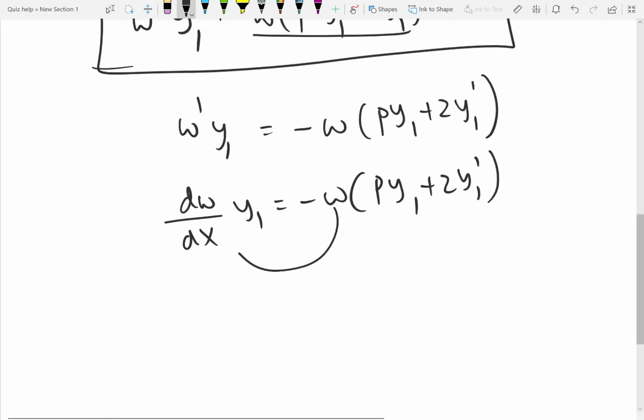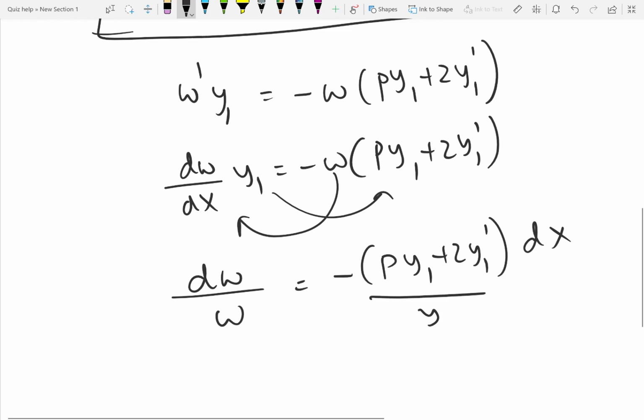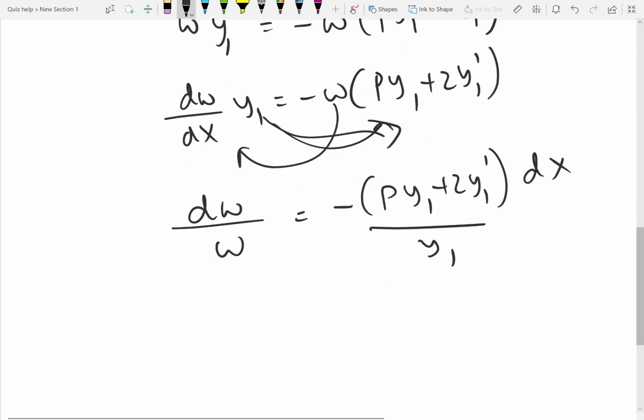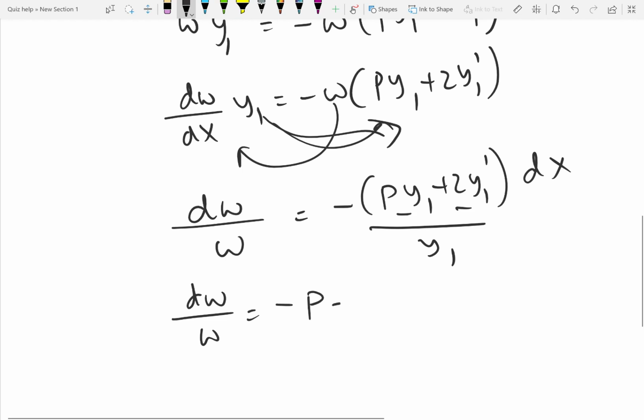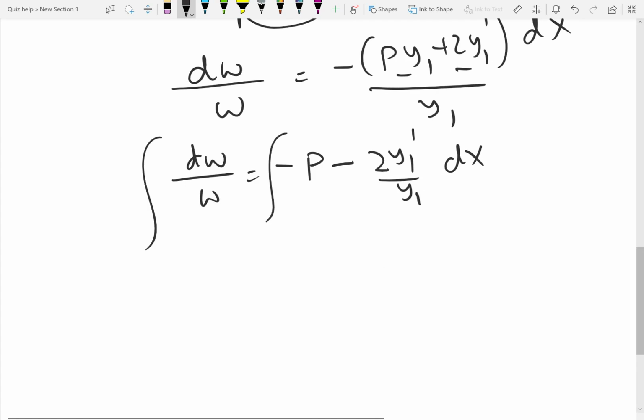Let's take the w terms to the left, and dx and y1 to the right, using separation of variables. So dw over w equals negative p y1 minus 2 y1 prime, dx over y1, right? By taking this y1 to the right, you take it by division. So let's divide each term on the right hand side by y1. We get negative p, since y1 over y1 is 1, minus 2 y1 prime over y1, dx. Well, now let's do an integration. If you integrate the left hand side, you get natural log w, right?